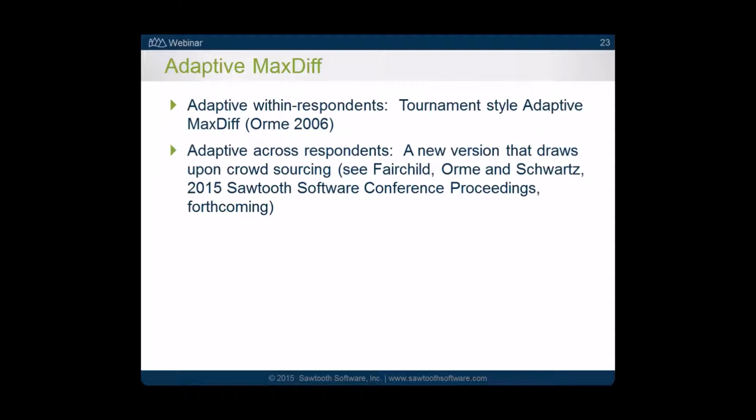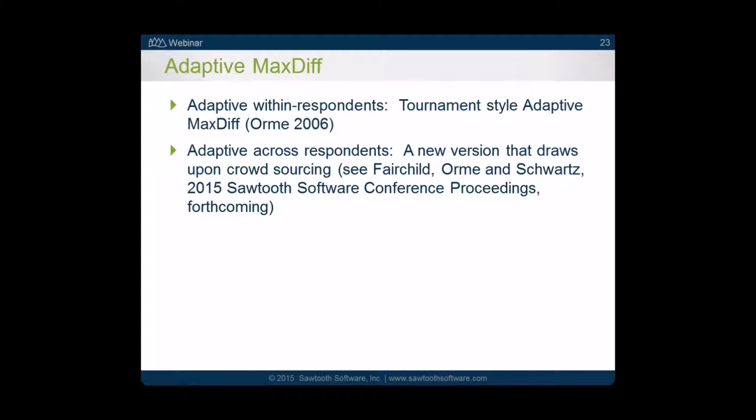If we want to retain hierarchical Bayes, though, we could go with an adaptive approach. My colleague Brian Orme wrote a paper in 2006 where he described something you could describe as a tournament-style MaxDiff. It was adaptive within respondents. So early in the survey, it would find out what was more important to respondents and what was less important just in their first few MaxDiff questions. And then it would focus the later MaxDiff questions on the winners from the earlier MaxDiff questions. So that was a way to do it.